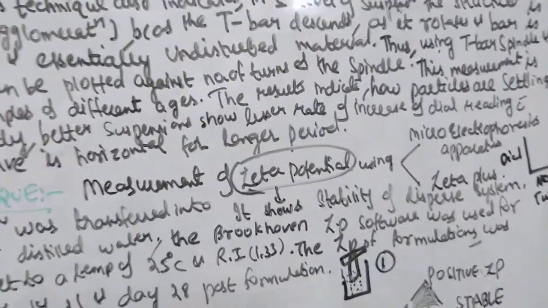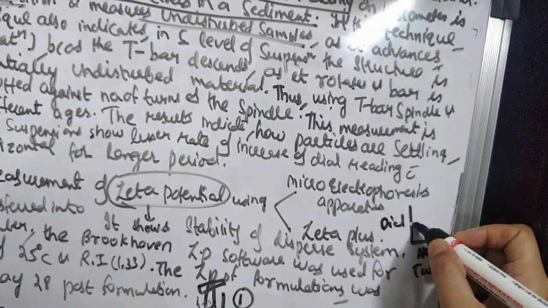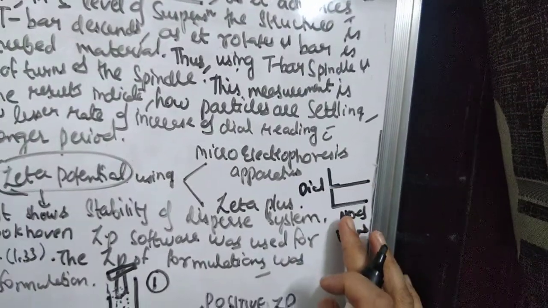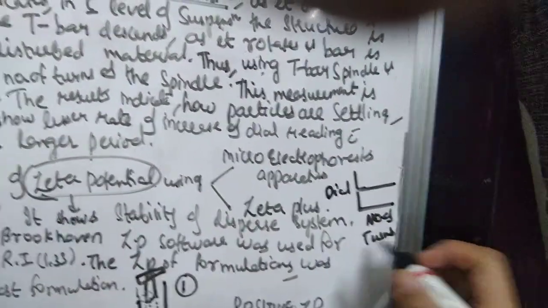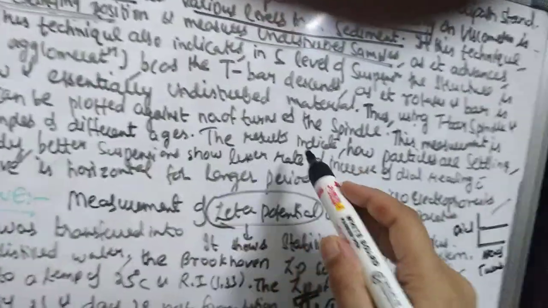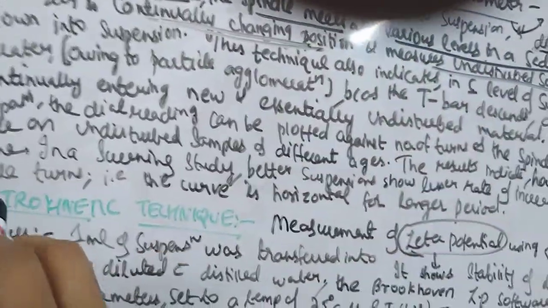By using this data, you can come to know what undesired changes are taking place over a period of time. Why? Because if the graph is like this, then the dial reading is the same no matter how much time has passed or how much the spindle has turned. So this is a better suspension. The results indicate how particles are settling with time.